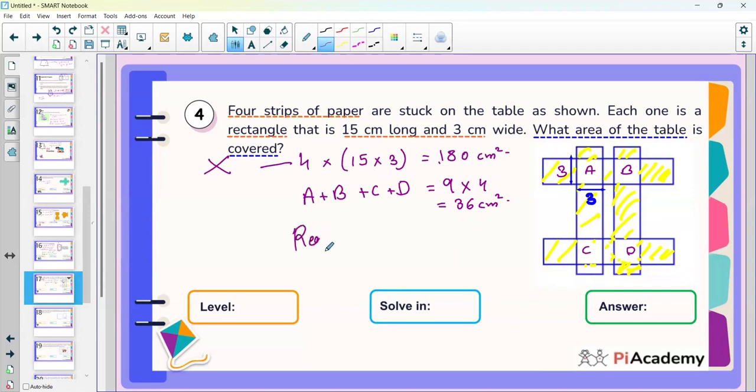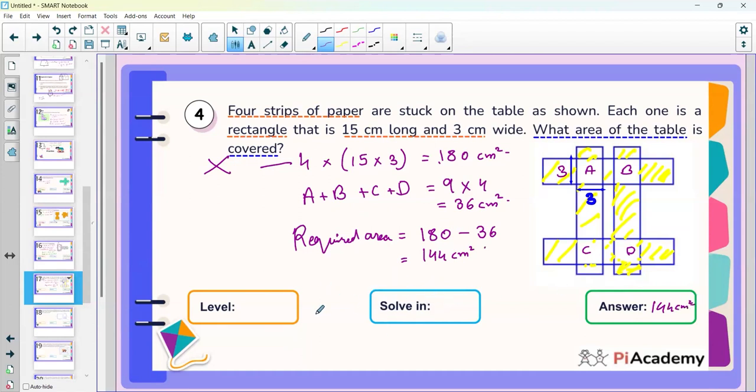I need to figure out my required area. That is simply 180. Take away 36 centimeters square, by subtracting, because I added this area twice while figuring out the total area of 4 rectangular strips. So it would be 180, take away 36, which will be 144 centimeters square. Hence, the final answer is 144 centimeters square.